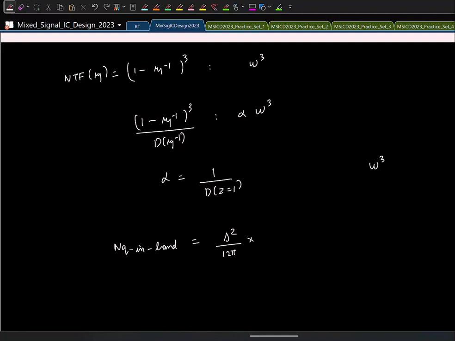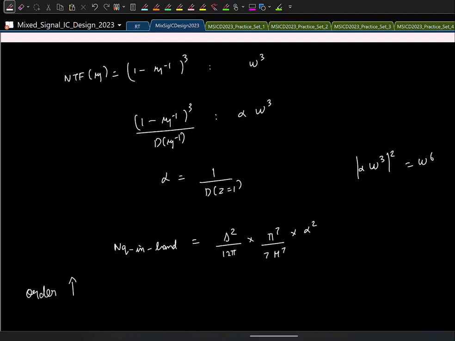Omega cube. If I take the magnitude squared of this to find the power spectral density, I'll have to integrate it. So I have pi power 7 by, but now in addition to it, I'll have this alpha squared. Because my NTF is no longer going as omega cube, it goes as alpha omega cube. So this in-band noise power is higher, right?